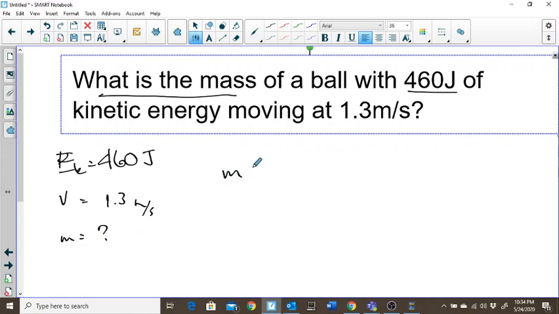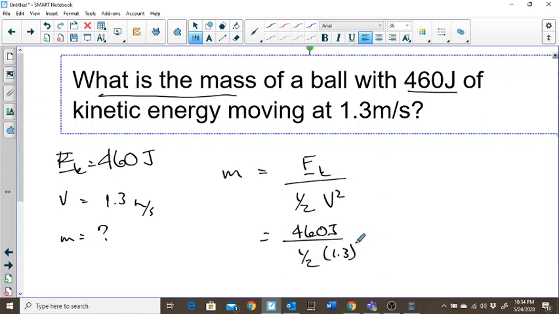All right, so our mass, well, we're going to have our EK, and we're going to divide that by our 1/2 and our V squared. That's in our equation. It's 2-3 pages back. Let's substitute in, we know, 460 joules divided by 1/2, and we'll have our 1.3. Don't forget, you've got to square it. Okay, so I'm going to go 1.3 squared.